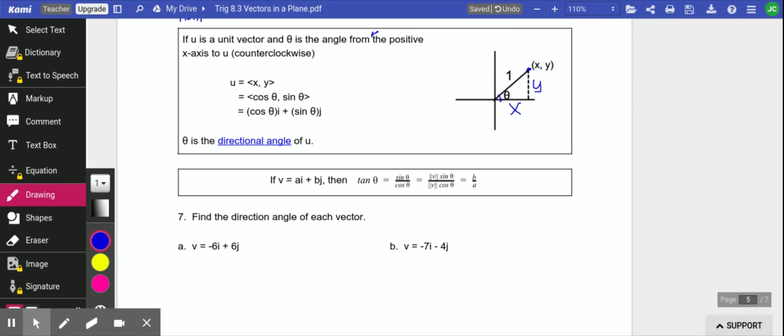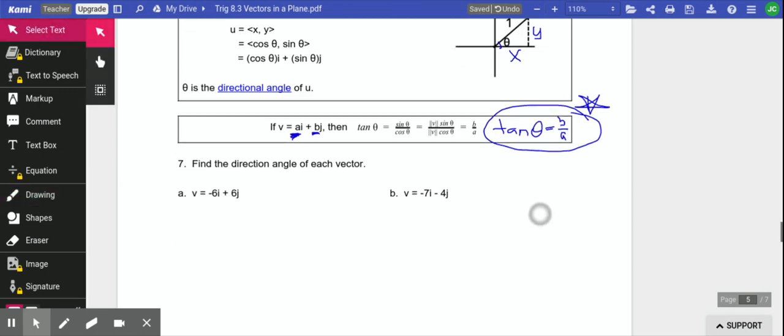Now, it's really easy to see that if you want to take the tangent of theta, it is just opposite over adjacent, which is y over x, or if you've written it this way, it is b over a. Okay? That is key. You need to know that. We're going to use that a ton. So the directional angle can be found by taking your y component. Tangent of theta is your y component over the x component. And we'll see this when we draw these as well.